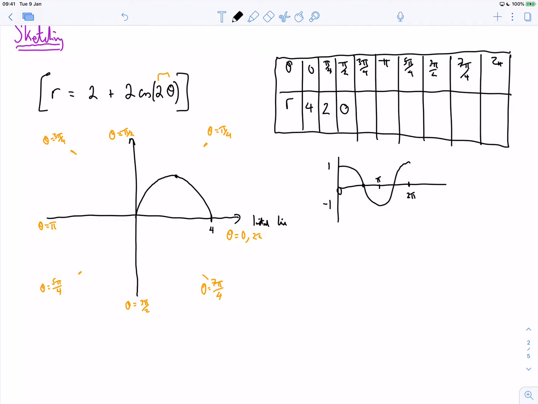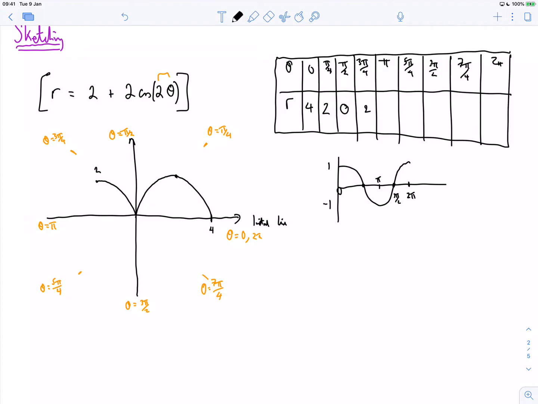3 pi over 4. Well, have I missed something? No, fine. 2 lots of 3 pi over 4 is 3 pi over 2, and 3 pi over 2 is here, remember. So that's 0, so then that becomes a 2. So it's going to be out here again, that's 2. That's interesting, so it's doing something like this maybe.